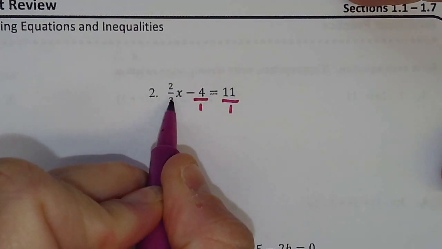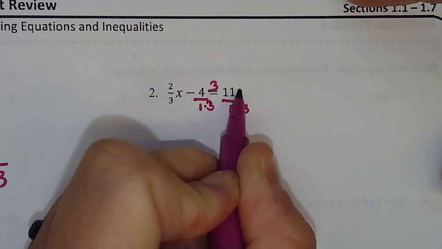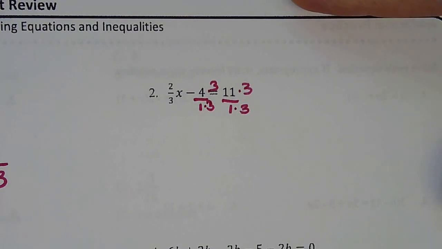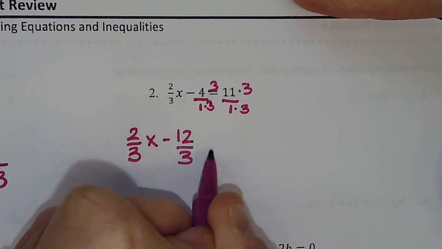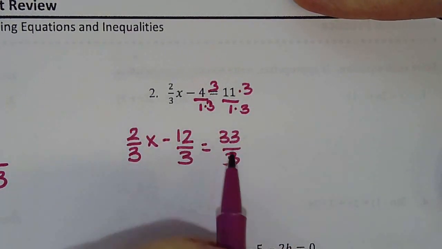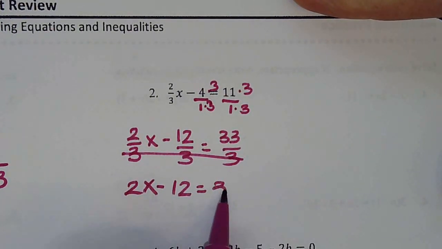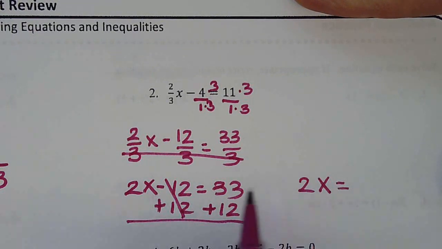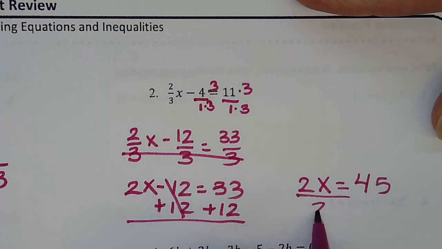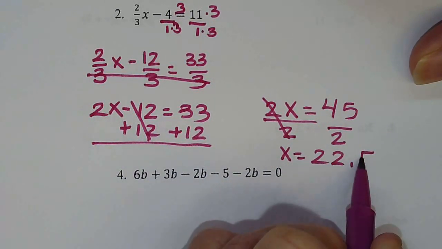So this has a denominator of 3, so I'm going to get this to have a denominator of 3, so I multiply the top and the bottom by 3. Get this to have a denominator of 3 by multiplying the top and the bottom by 3. So now I have 2/3 x minus 12 over 3 equals 33 over 3. Denominators are gone. So now I have 2x minus 12 equals 33. Use your awesome algebra skills that you're still building on. Add the 12, and you get 2x equals 45. And then divide by 2. And you should find x to equal 22.5.